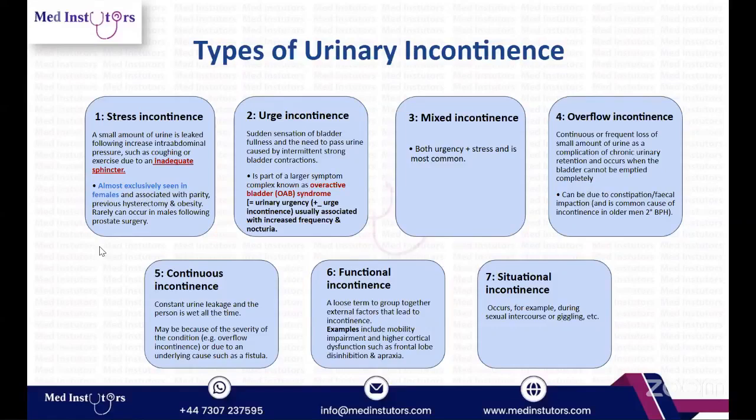Then we have functional incontinence. They rarely ask you a question on functional incontinence. This is just for your information. It is a loose term to group together external factors that lead to incontinence, for example, mobility impairment and higher cortical dysfunction such as frontal lobe disinhibition and apraxia. Functional incontinence usually happens in elderly patients, patients who have dementia, patients who have any past history of stroke. These may be patients who have normal pressure hydrocephalus. So these patients might have functional incontinence.